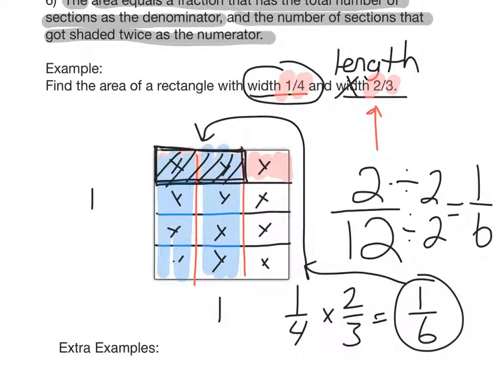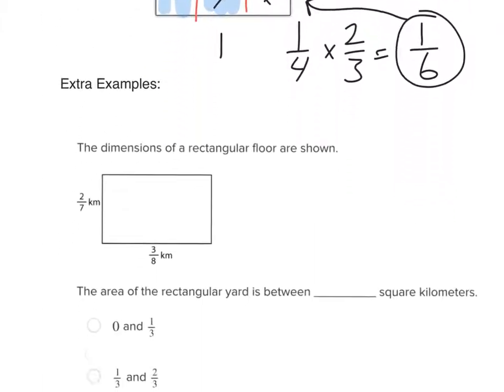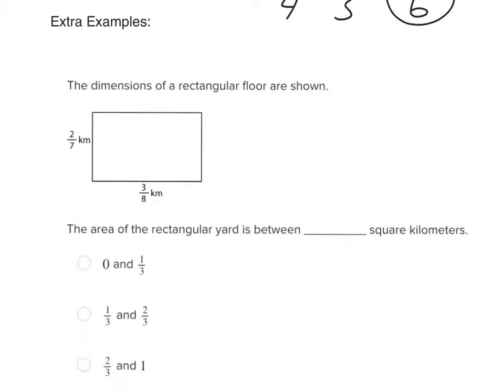This rectangle right there, that is 1/6. Okay, the area is 1/6. All right. So, extra examples. Dimensions of a rectangular floor are shown. The area of the rectangular yard is between what square kilometers? Now, this is an example that you're going to have on your homework assignment.